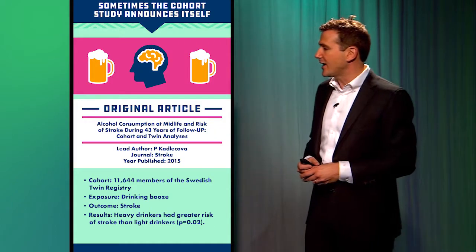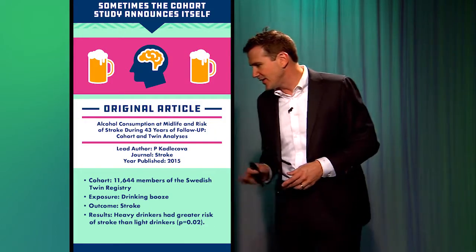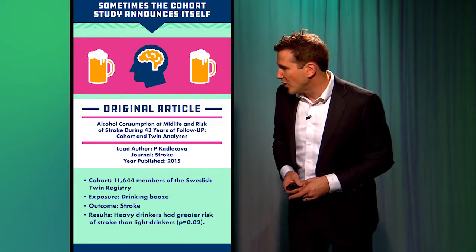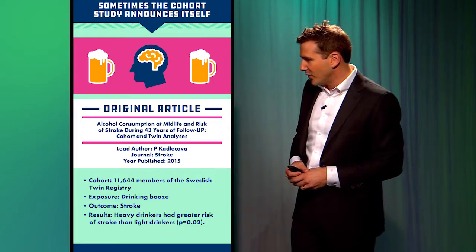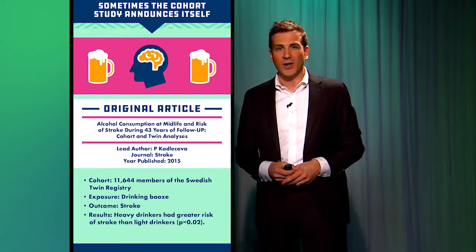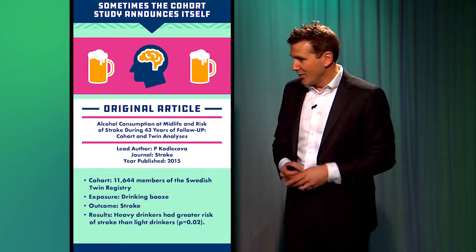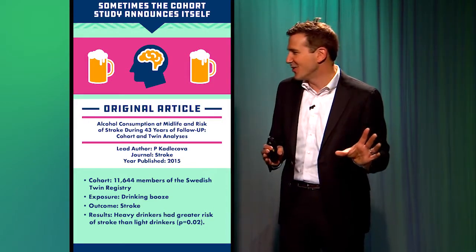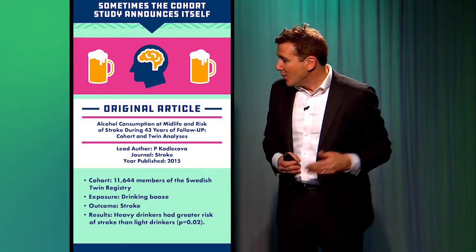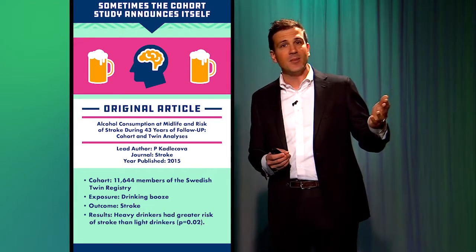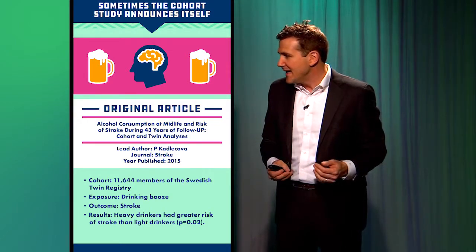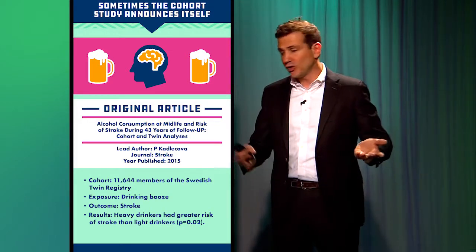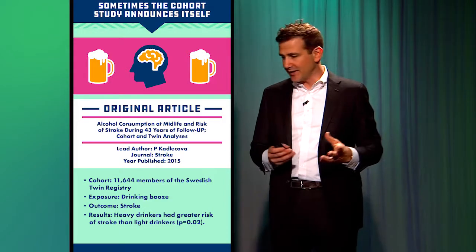So let's look at a cohort study that announced itself. There's this article, which appeared in the journal Stroke. It's entitled Alcohol Consumption at Midlife and Risk of Stroke During 43 Years of Follow-Up, Cohort and Twin Analyses. So we hear that cohort, we know it's a cohort study, but why? What's the exposure? Well, the exposure is alcohol consumption at midlife. The start of the race here is midlife, presumably. And the outcome? Well, the outcome is stroke over the course of the next 43 years. That's the race being run.